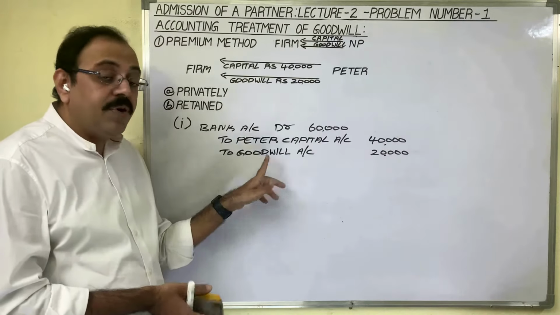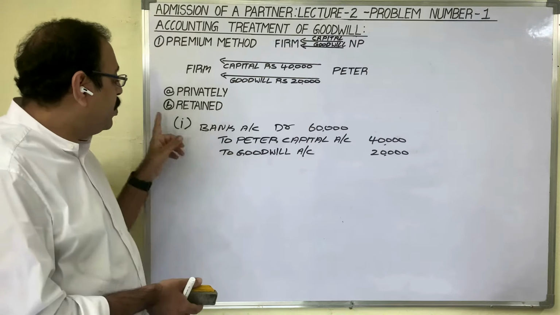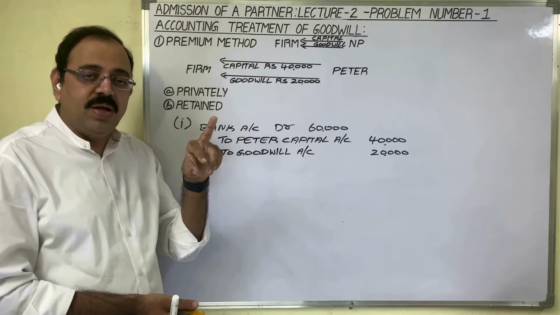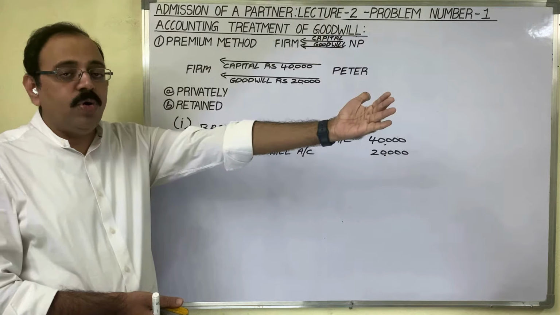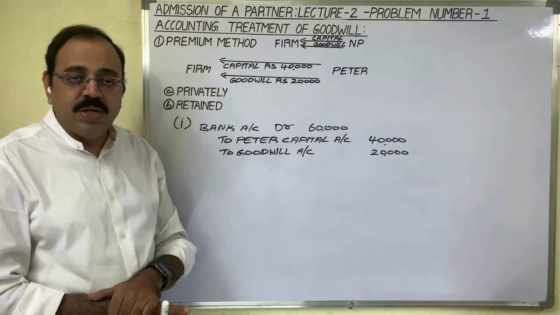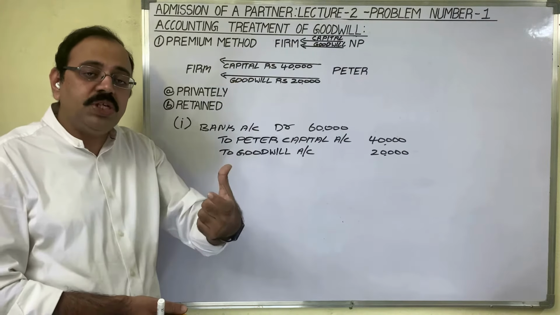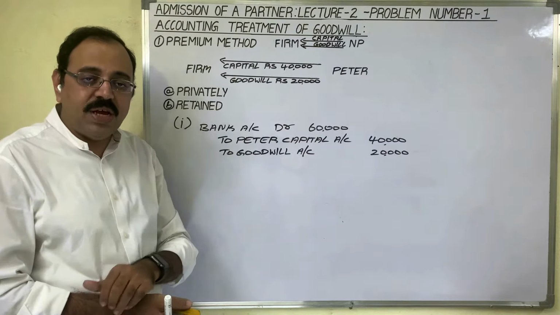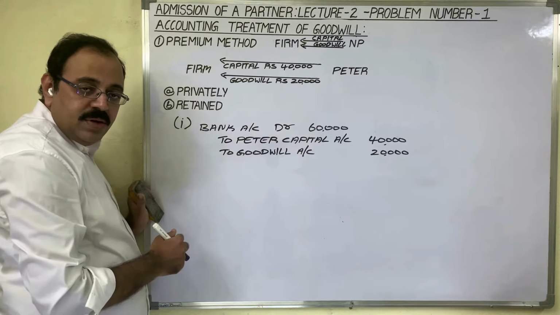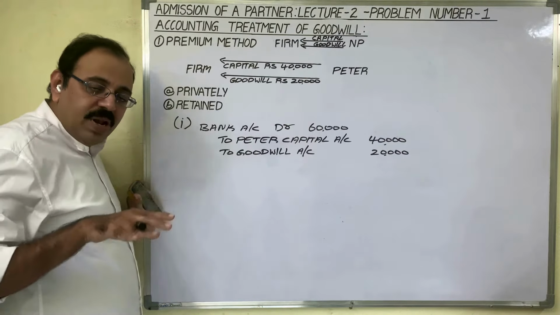Next, this liability the firm has to clear. The firm is not going to pay that amount to the old partners in cash because this is the premium B method, where goodwill is retained in the business. In the premium C method, when goodwill is withdrawn, the firm immediately pays that goodwill amount to the old partners in cash. Cash goes. But here, cash is not going anywhere. So by transferring this goodwill to the old partners' capital accounts, the firm distributes this goodwill to the old partners. What is the entry for that? By crediting, we wrote that a goodwill liability is created.